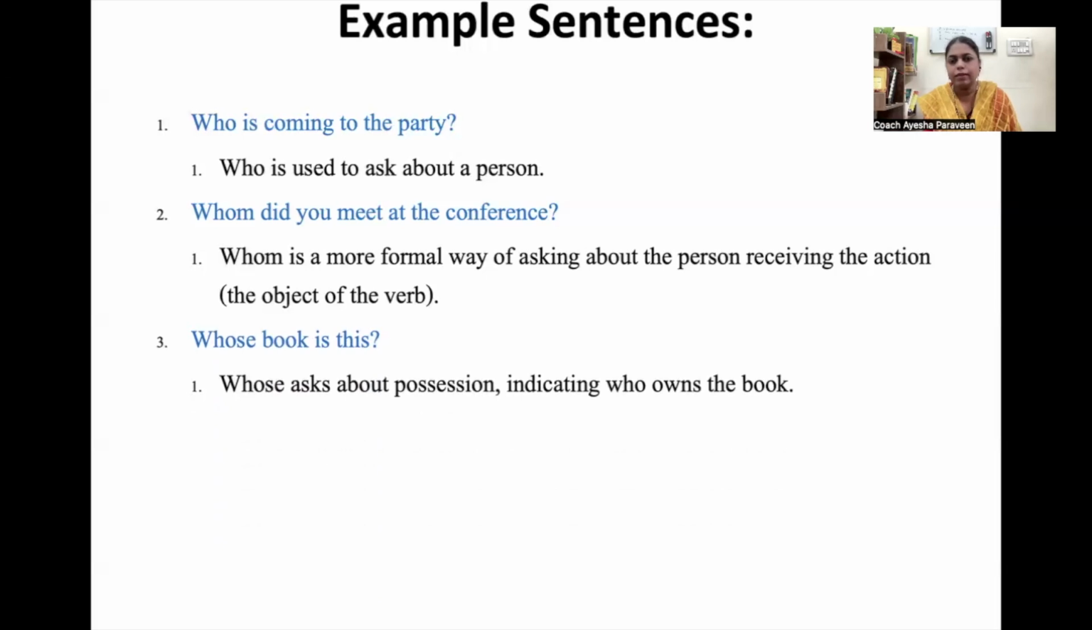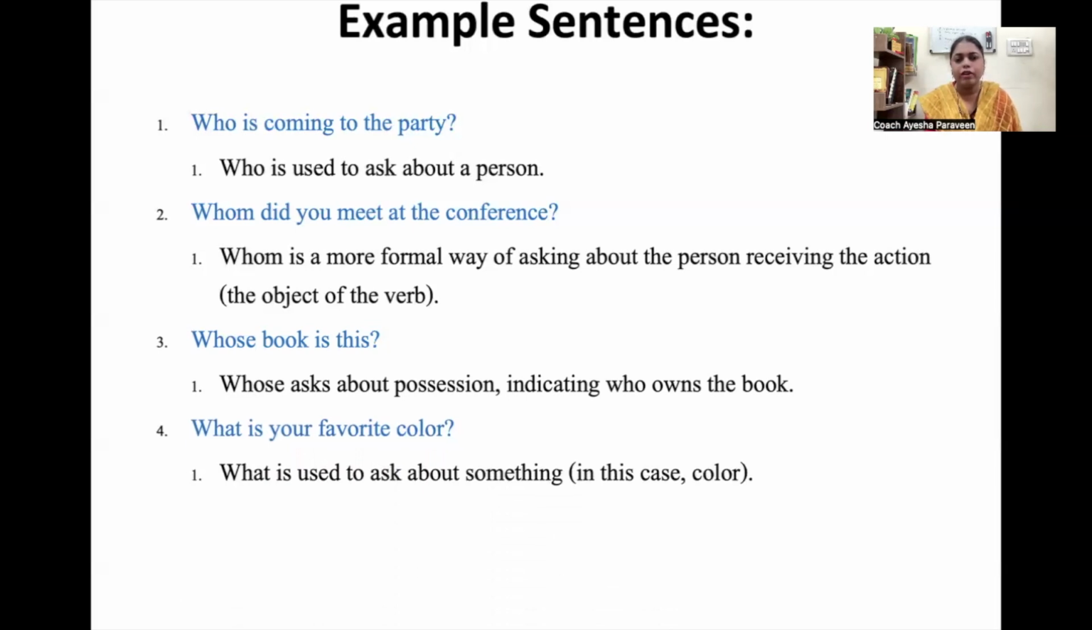Whose book is this? Whose asks about possession, indicating who is the owner of the book. Whose pen is this? Whose house is this? So who is the owner of this house, this pen, this book? We use whose as an interrogative pronoun to talk about the possession of something.